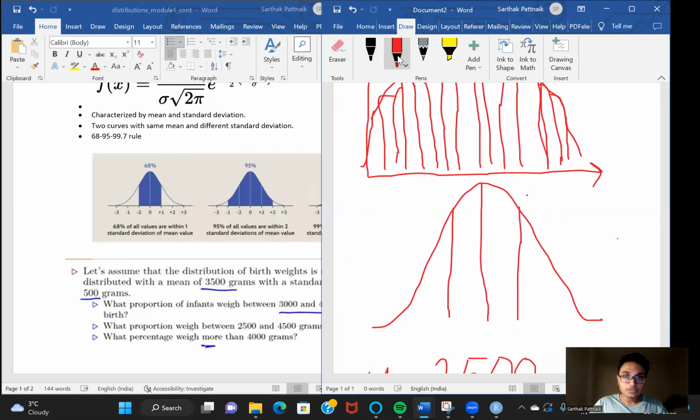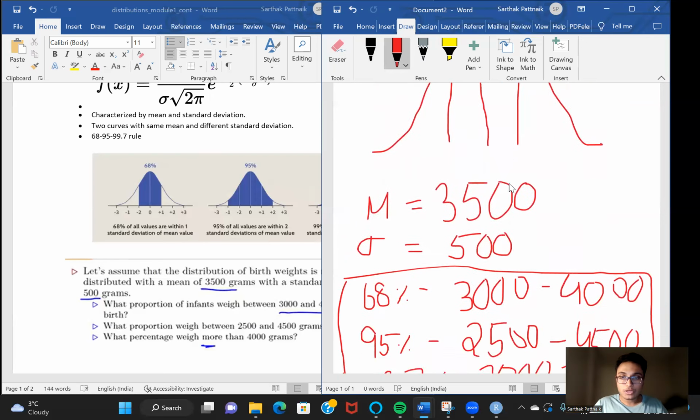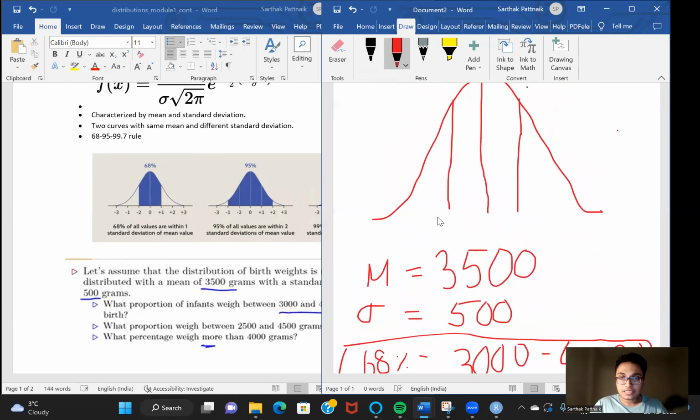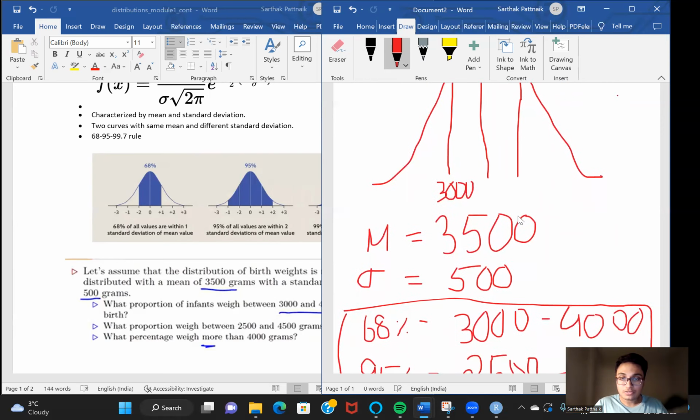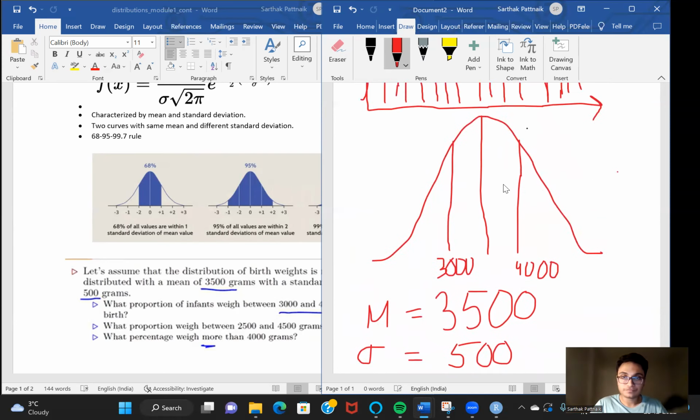So now what we know is that 68% of data lies between 3,000 and 4,000. This is 68%. And another property of normal distribution is that normal distribution is perfectly symmetrical, which means that the right side is identical to the left side.